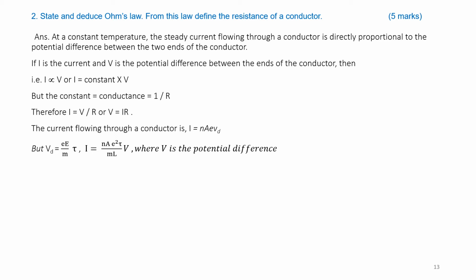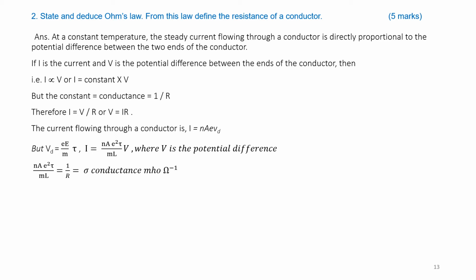In place of E, we write V by L, where V is the potential difference. That is, E is equal to V by L. That's why we have put L here. Here you have n A e square into tau divided by m L is equal to 1 by R. That is equal to sigma, that is the conductance. Please remember this.